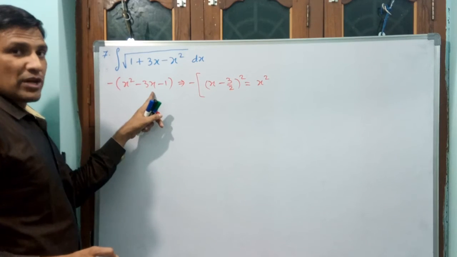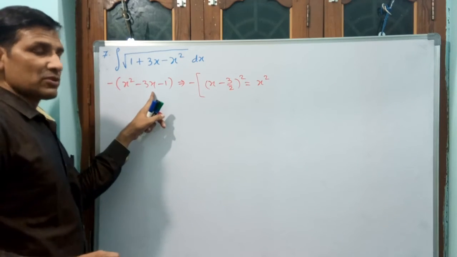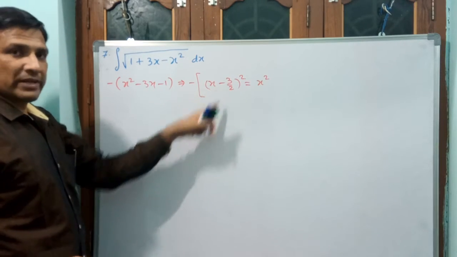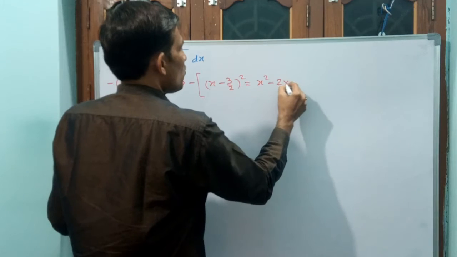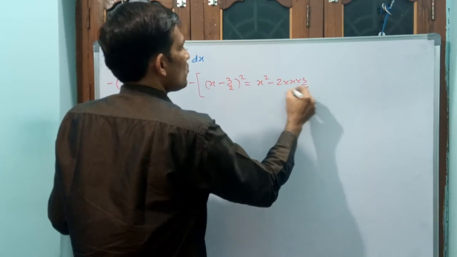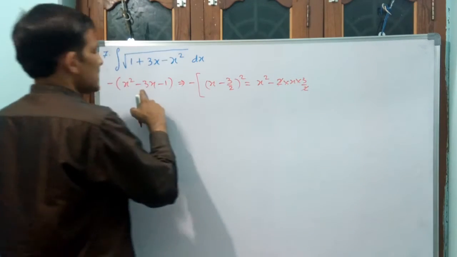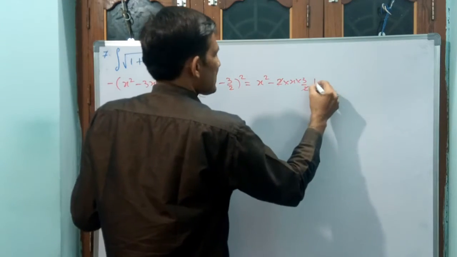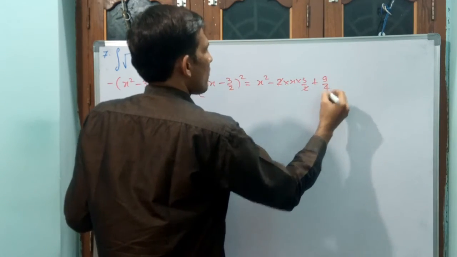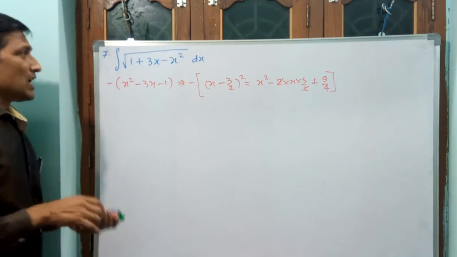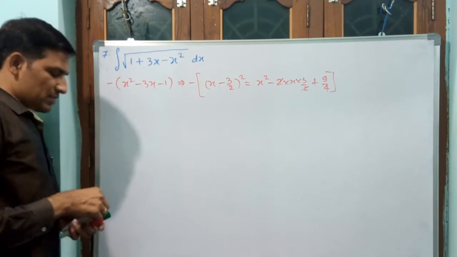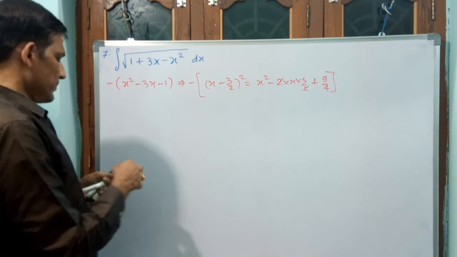x square minus 2ab, a square minus 2ab plus b square, a minus b whole square. Like 3 by 2: x square minus 2 into x into 3 by 2. 2 going to cancel, minus 3x will come. Minus 3x is there, plus b square, 9 by 4. Is it okay? Okay. But you don't require this. You require minus 1. Then what I am going to do, you see.